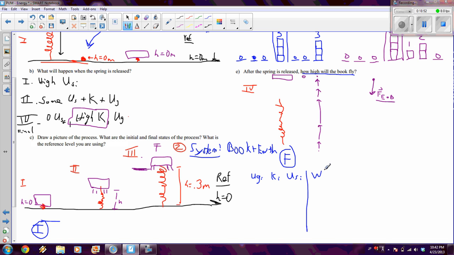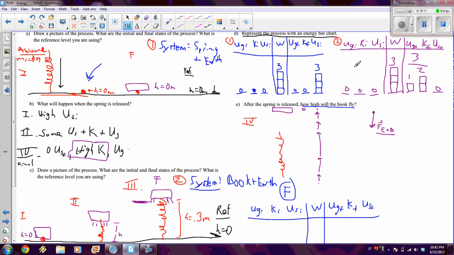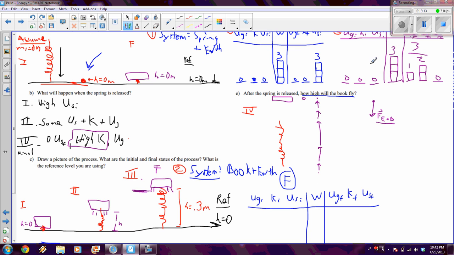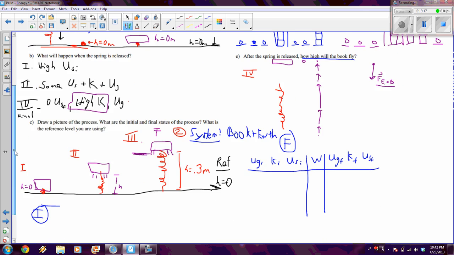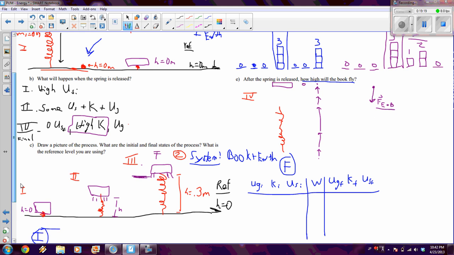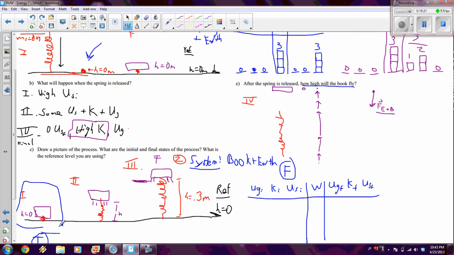We have work. We have final gravitational potential. We have final kinetic, and we have final elastic potential. So our energy bar chart here should look very similar to this, because this bar chart already took into account our first position down here. So we should be able to get a similar thing.